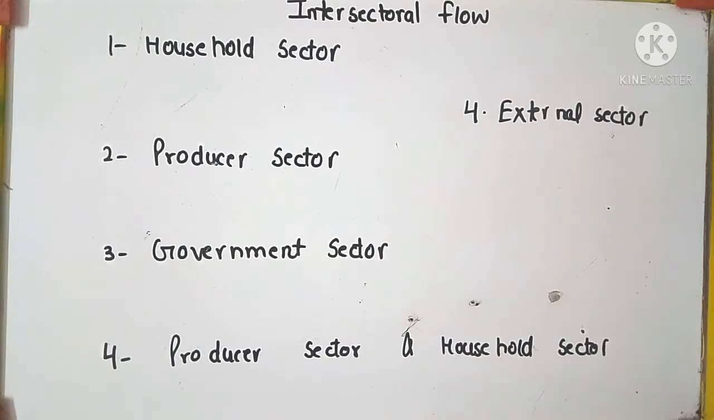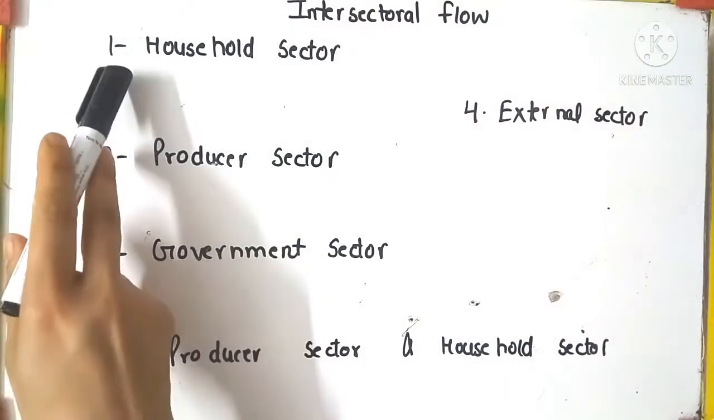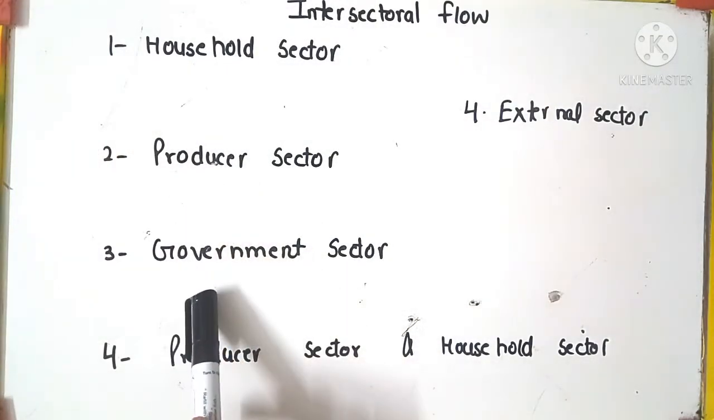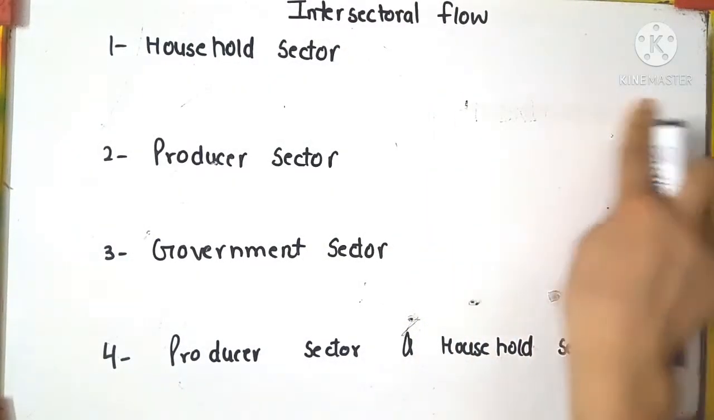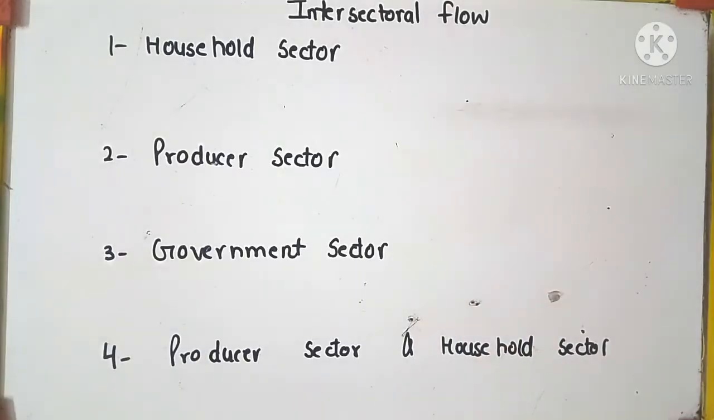Our today's topic is intersectoral flow. As we know, in our economy we have four sectors: household sector, producer sector, government sector and external sector. But while we are discussing intersectoral flow, we are not going to discuss the external sector. In the case of intersectoral flow, we are left with three sectors: household, producer and government.